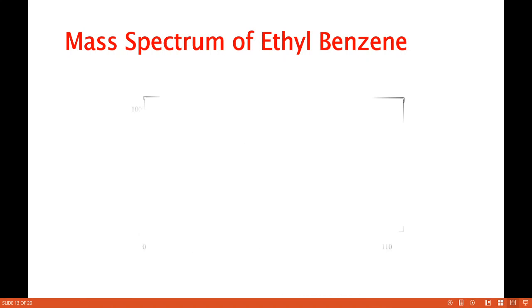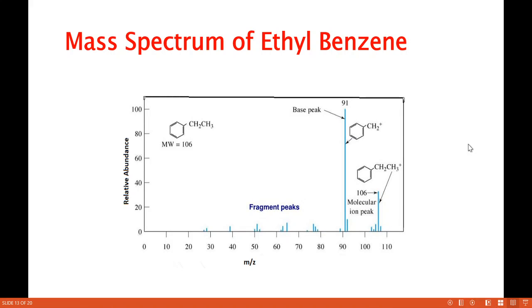The mass spectrum of ethyl benzene. Here the molecular weight of ethyl benzene is 106. This is relative abundance versus m/z. This is the structure of ethyl benzene. Molecular weight is 106, so the peak obtained at 106 is called the molecular ion peak.